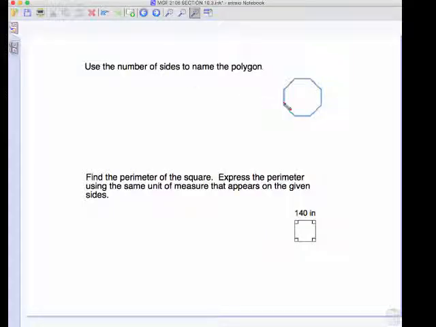So, can you name this based on the number of sides? Well, we can just count them. 1, 2, 3, 4, 5, 6, 7, 8. And an 8-sided polygon is called an octagon.